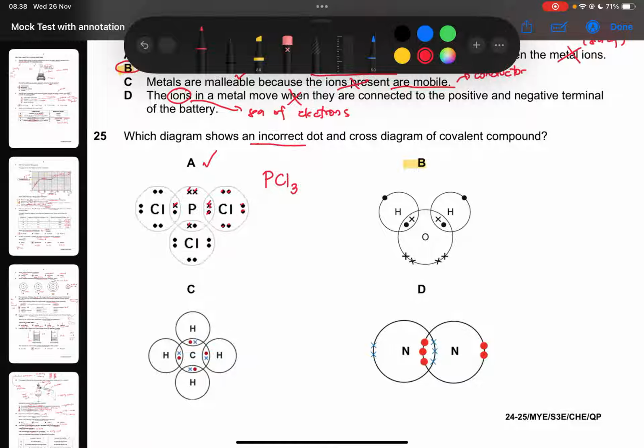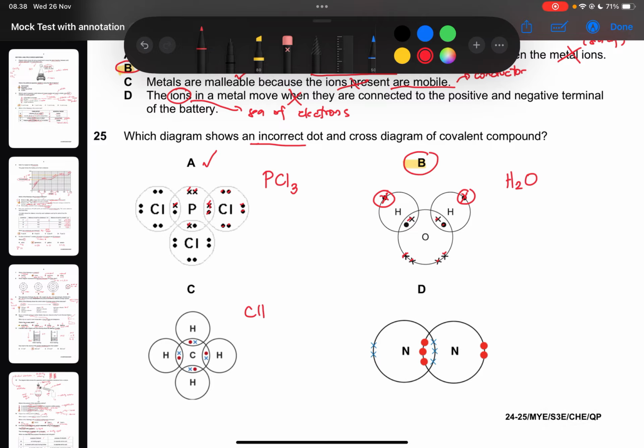Letter B is 2 hydrogen and 1 oxygen, so that is H2O. As we all know, hydrogen has 1 electron only, so this one is wrong. We should not have that. And then oxygen has 6, so that's 1, 2, 3, 4, 5, 6. That's correct. Then this is the one, the sharing is the best. So this excess electron is what made it wrong.